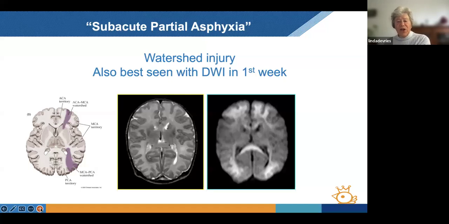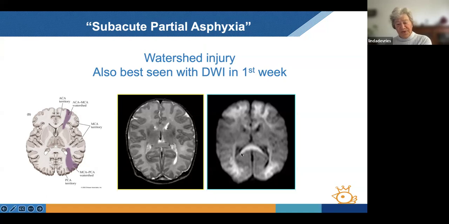And that also applies for the other type of injury, the subacute partial asphyxia, the watershed injury. And again, we see here that it's also best seen with diffusion-weighted imaging in the first week. Here we see the abnormalities very clearly, and here it's very hard to say that anything is going on. Maybe the signal is a little bit higher, but we still see the cortical ribbon, which you sometimes lose in severe watershed injury, but in this case, it still looks normal.